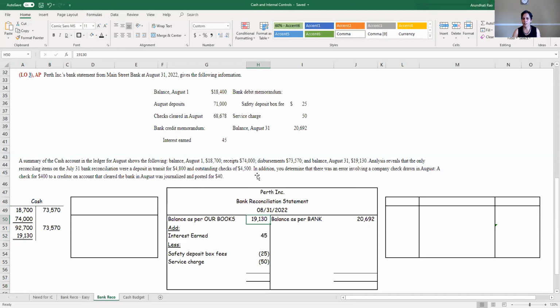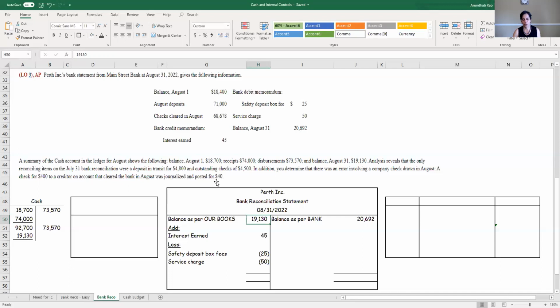I also have learned now that there was an error involving a company check drawn in August. I have written out a check. A check for $400 to a creditor on account has cleared the bank in August, but was journalized and posted for $40. So it's a $400 check. I wrote the check for the correct amount. I made it in payment. The account has been settled, but my journal entry was only for $40.